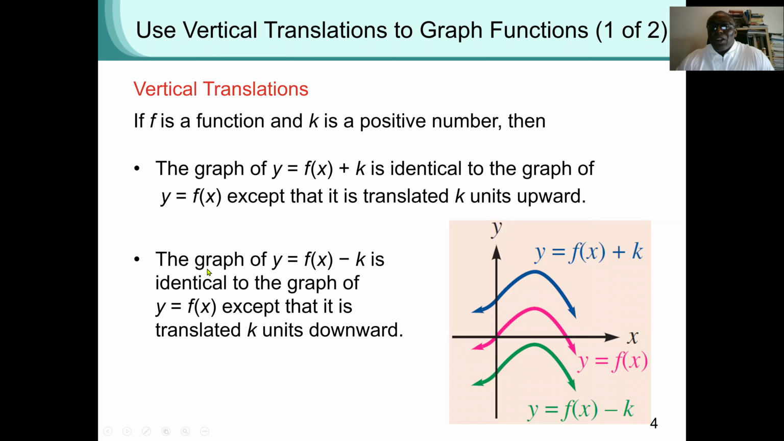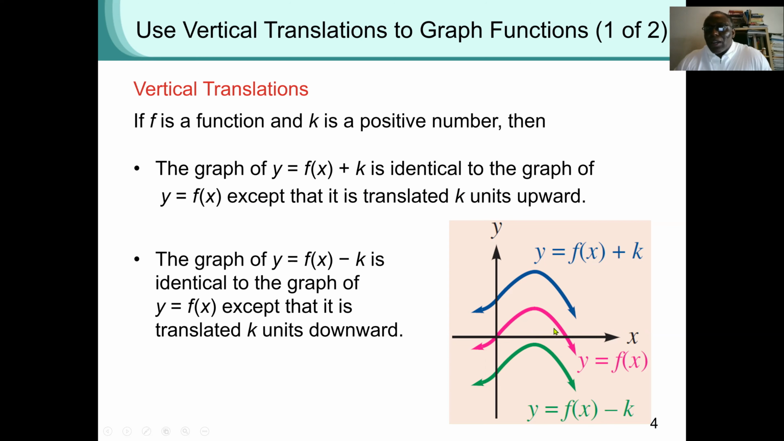Also, the graph of y equal to f of x minus k is the same as the function y equal to f of x. Again, the difference is that the function is going to translate by minus k, so downward, k units. So plus k, let's say plus 2, means it translates 2 upward. Then minus 2 means it translates 2 downward. So the graph here can explain it to us.